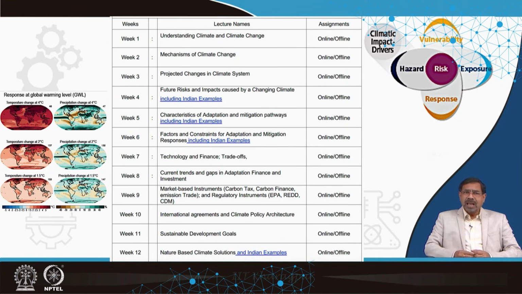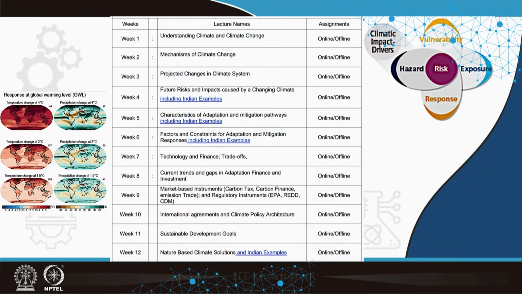And in week 11, we will try to understand the 17 Sustainable Development Goals that are targeted to be achieved by the end of this decade, by 2030, and how through these steps in terms of adaptation and mitigation towards climate change, we are moving forward to achieving these SDGs, or Sustainable Development Goals. In the last week, we will also come out with a few solutions as far as nature-based climate solutions are concerned. So, let us try to cover and complete this in 60 classes over 12 weeks.